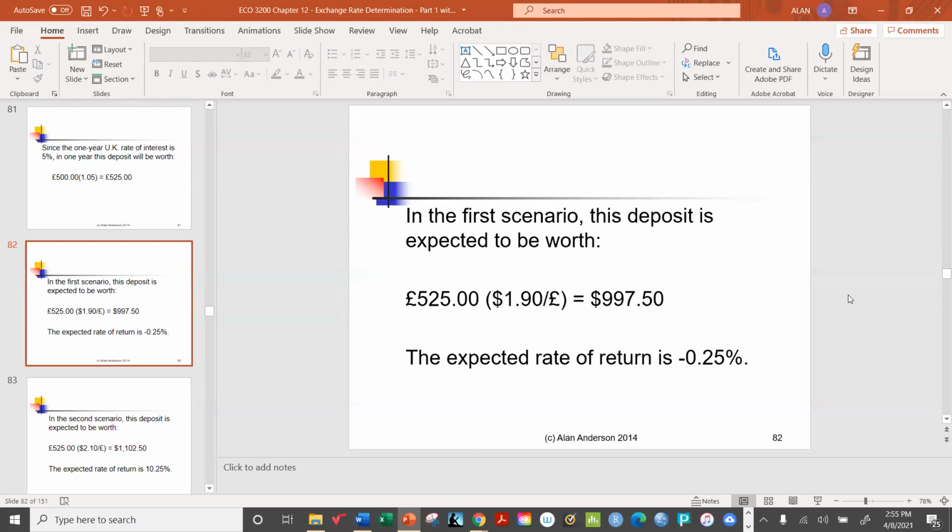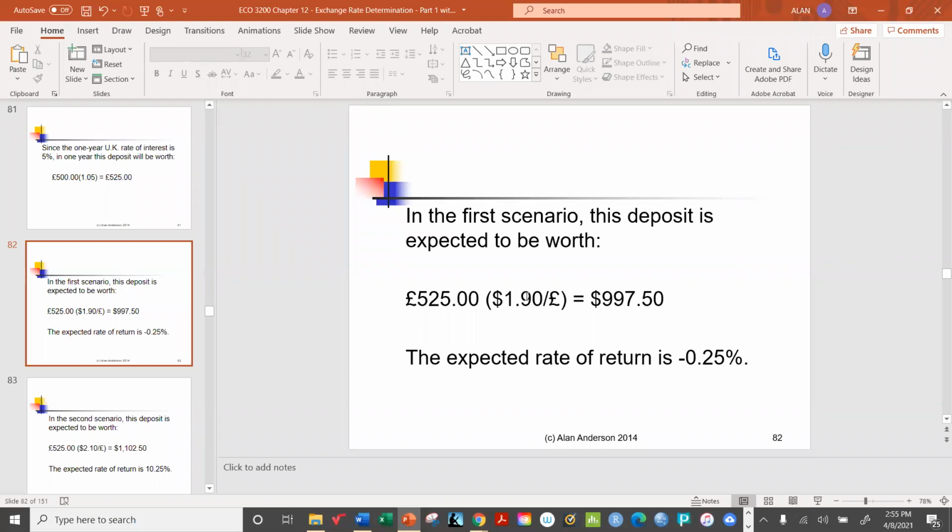Wow, that's pretty painful. We lost approximately 0.25% on this deposit because the dollar got stronger. And just think what would have happened if it had gotten even stronger, at an exchange rate of $1.80, for example, which is not impossible. I mean, currencies are very volatile. Our return, wow, look at this. We would have wound up with only $945, which is a loss of about 5.5%.